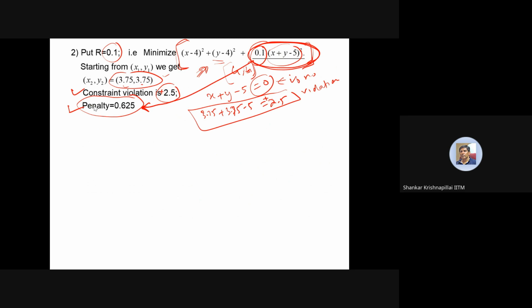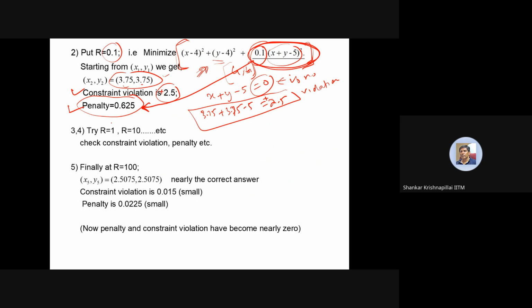So this step is not satisfactory. Next you put r equal to 1, r equal to 10, etc. Finally you put r equal to 100. Then you get x5, y5 as 2.5075, 2.5075. The constraint violation is 0.015, that is, 2.5075 plus 2.5075 minus 5 equals 0.015. So the constraint violation has become small.